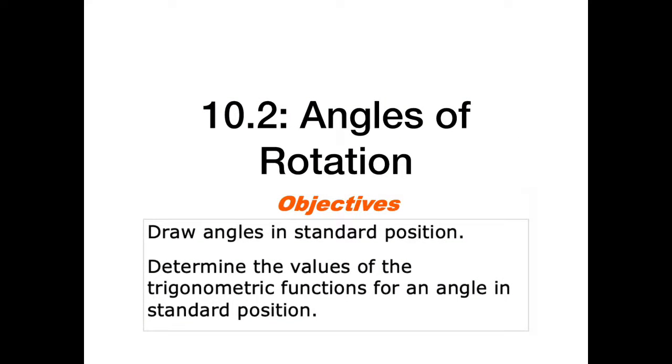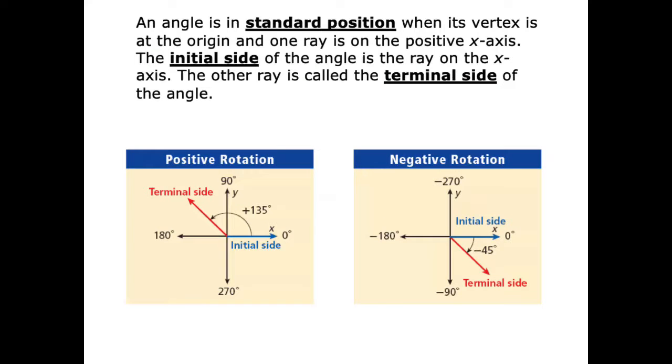Algebra 2. Today we are looking at Chapter 10, Lesson 2, which is Angles of Rotation. An angle is in standard position when its vertex is at the origin and one ray is on the positive x-axis. The initial side of the angle is the ray on the x-axis, and the other ray is called the terminal side of the angle.